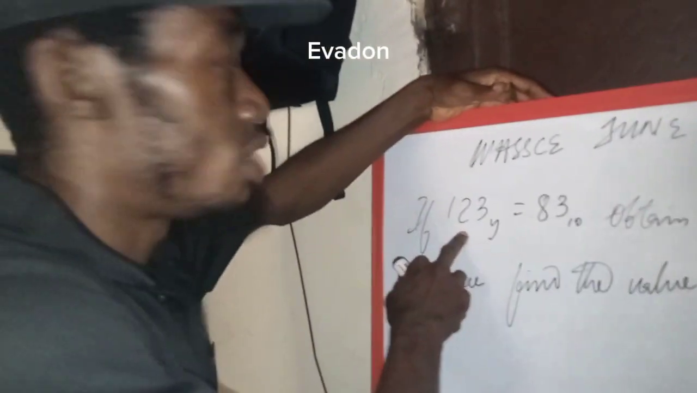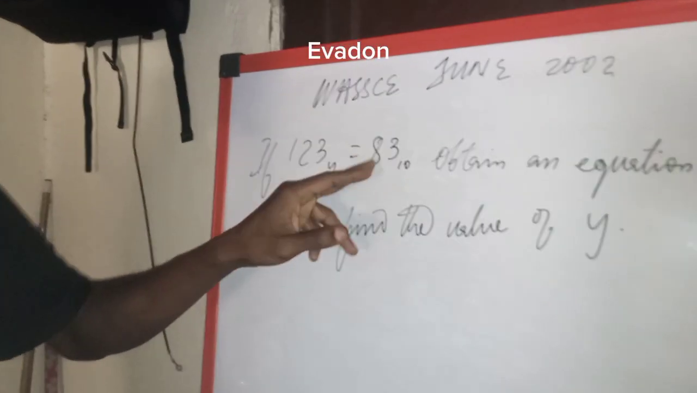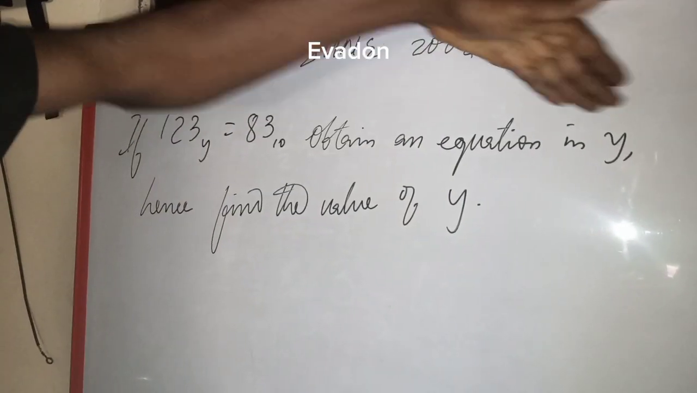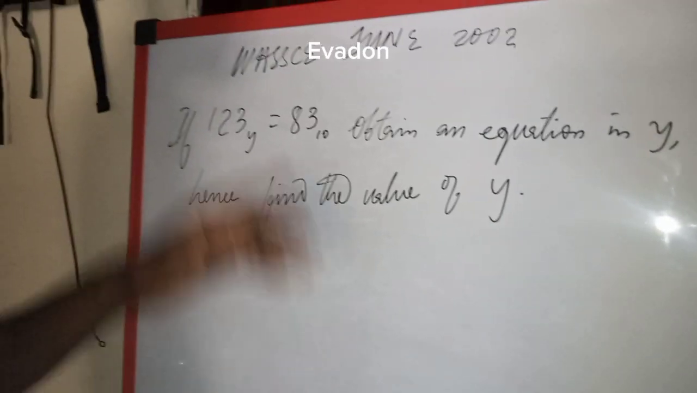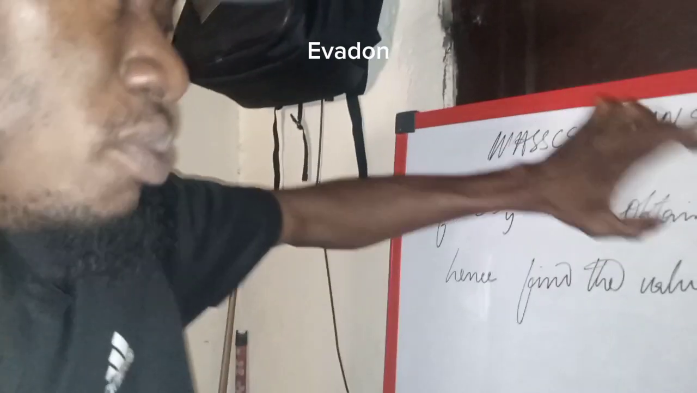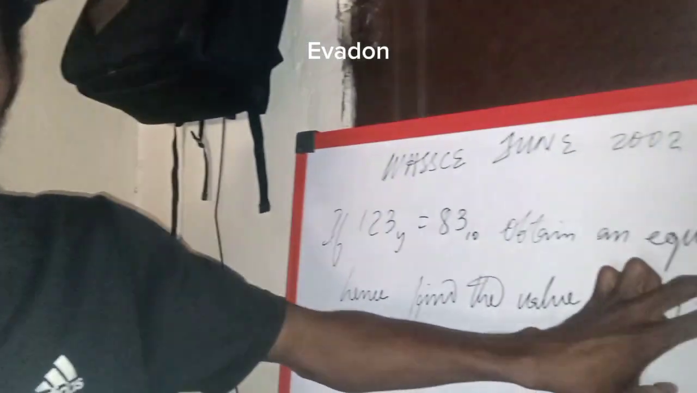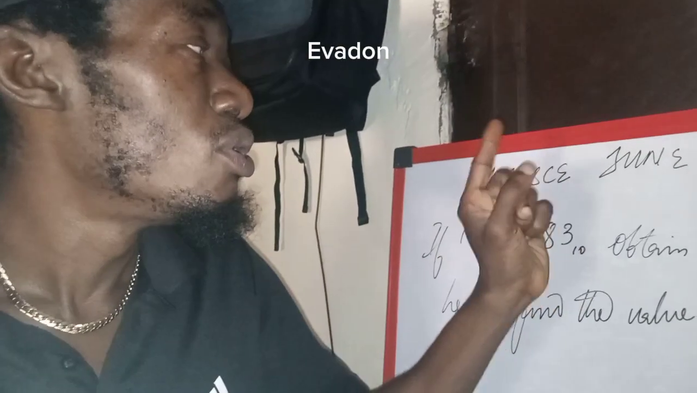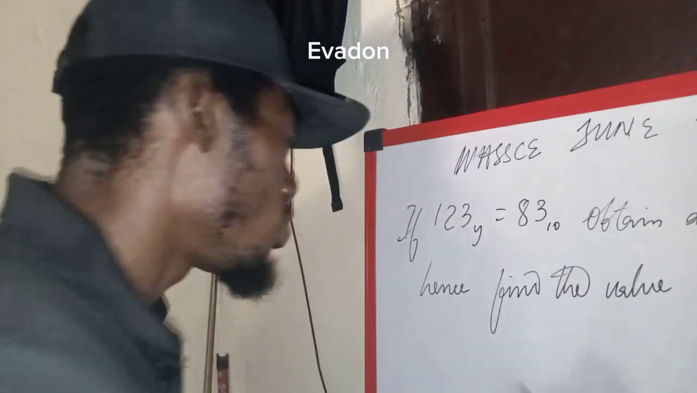If 123 base y is equal to 83 base 10, obtain an equation in y, hence find the value of y. So we have two questions here. Obtain an equation in y, hence find the value of y. In today's Evadon maths class, still on 2002 WASSCE question, so we get going.